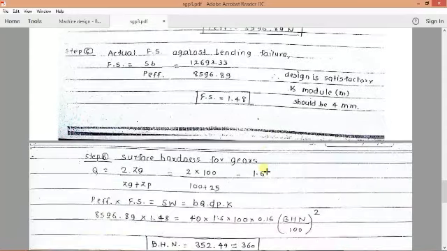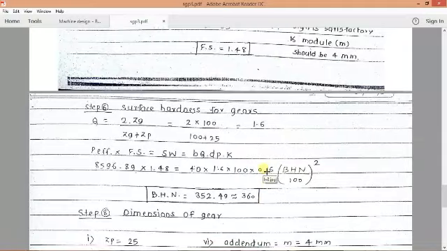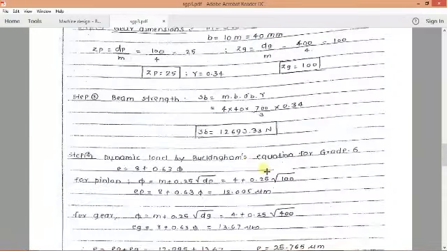Okay, then we go to the next step, that is we have to calculate the surface hardness for the gears, as mentioned here.